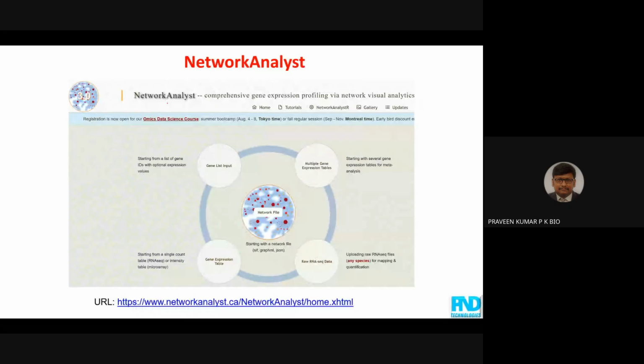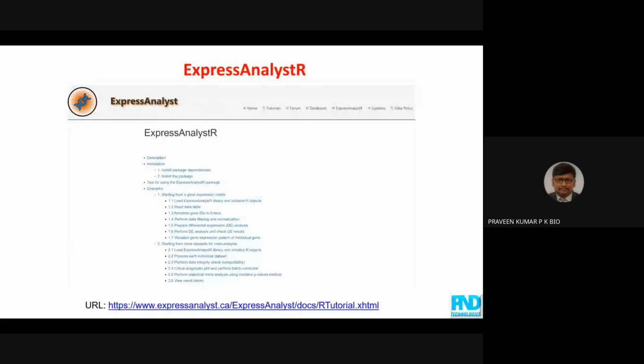Now we can discuss something about NetworkAnalyst. NetworkAnalyst is another database. Of course, all these things are products of systems biology. Okay, so in NetworkAnalyst, we can study the multiple gene expressions. So we can study this through this online tool. This is a comprehensive gene expression profiling via network visual analytics. This is integrated with R programming. So one can use this ExpressAnalyst. This is one of the tools which we can use for differential gene expression analysis.